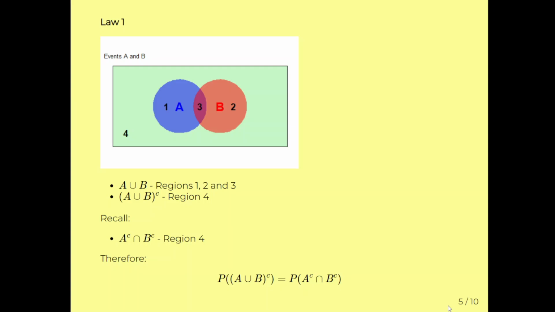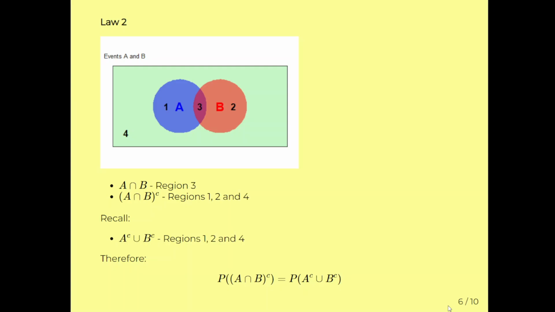So law 1, which is the complement of the union. Recall that the union of A and B is regions 1, 2, and 3, and the complement of that is region 4. Sorry, this is the first time we introduced A union B, so that is 1, 2, and 3. The complement of that is region 4. Recall that the complement of A intersected with the complement of B is also region 4. So essentially, that substantiates the relationship between the complement of the union and the intersection of the two complements.